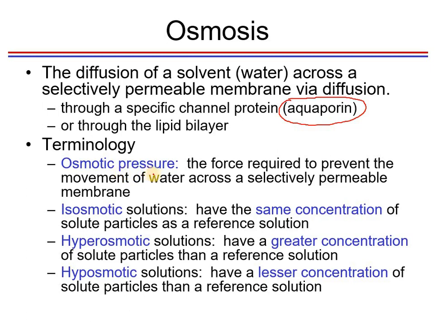You have the osmotic pressure or the force required to prevent the movement of water across a selectively permeable membrane. And then isosmotic solution, ito yung mga solutions na merong same ang concentration yung solute at saka yung solvent. Sa hyperosmotic naman guys, greater yung concentration ng solute kaysa sa solvent. Yan. And then sa hypoosmotic naman, lesser yung concentration ng solute kaysa sa kanyang solvent.